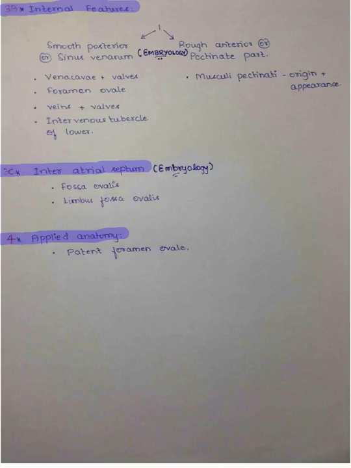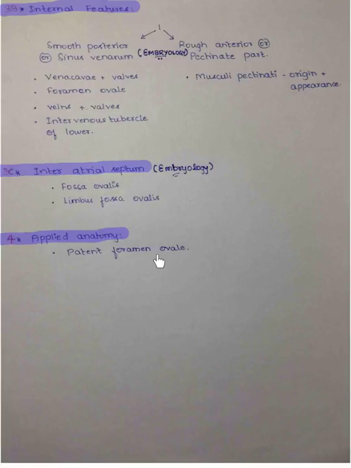Coming to the last part, the applied anatomy, that is called a patent foramen ovale. In the fetal life, the foramen ovale is present to allow the blood to flow from the right atrium to the left atrium, since there were no functioning lungs to supply the left atrium, which in turn pumps it to the whole of the body.